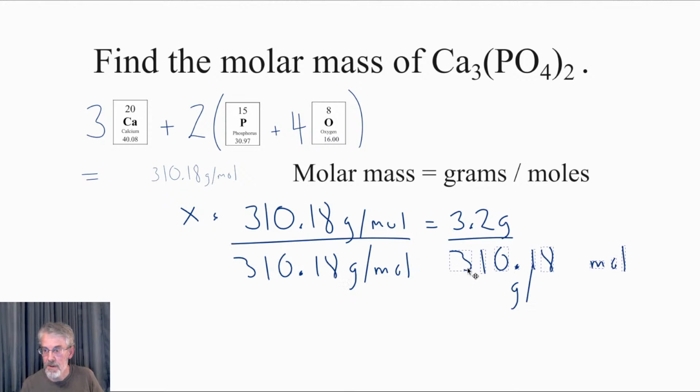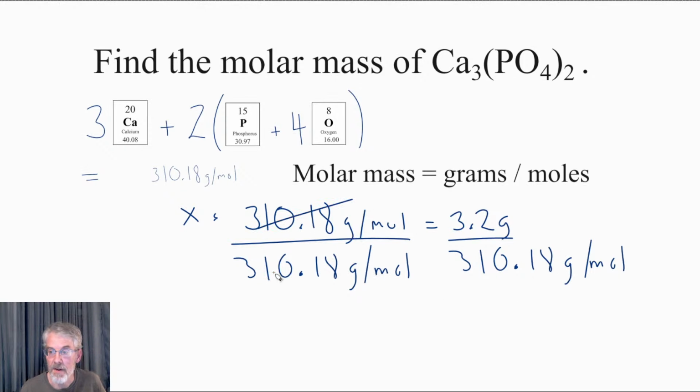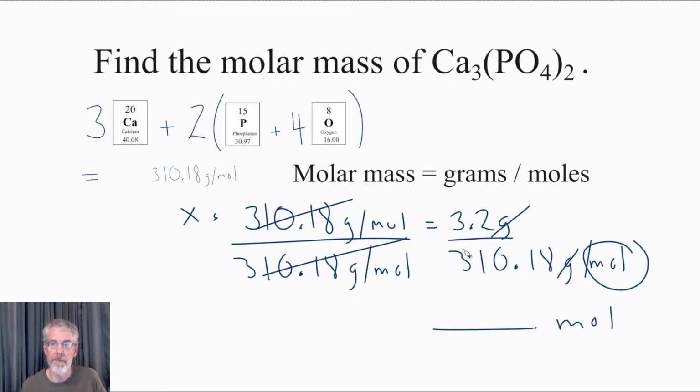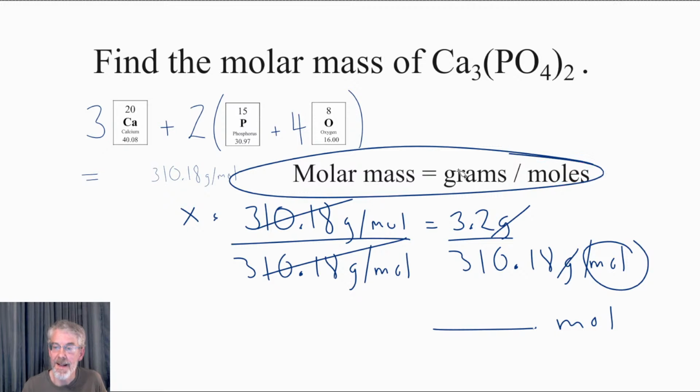It's a lot of work, especially when you're using a digital tablet. So what you can see here is this cancels out now, and you have grams on the top and on the bottom. They cancel out. So you're left with moles. So when you have this, you're just going to divide 3.2 by 310.18, and you'll end up with moles. It'll be some small number. So this equation, that's how you can convert from grams to moles.